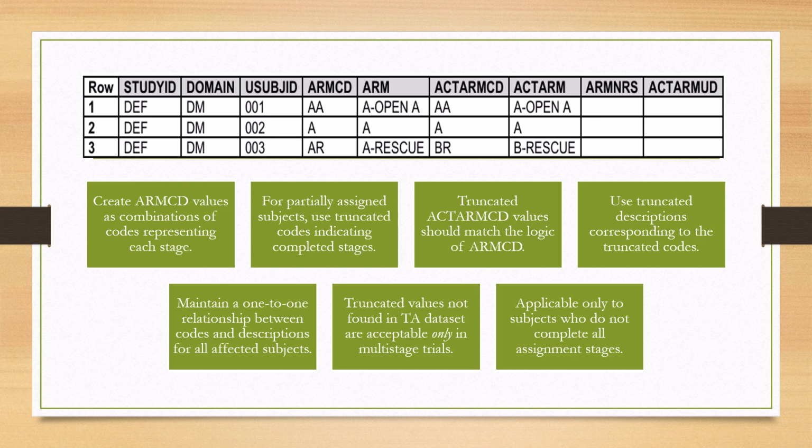For row 3, subject 3 was randomized to drug A but received drug B. At the end of the double-blind treatment epoch, they were assigned to rescue treatment. The ARM code shows the result of their assignments, that is AR. That is, they were planned to get the AR ARM code, that is drug A and then the rescue treatment. However, since this subject received drug B instead of drug A, the actual ARM code shows their actual treatment, that is BR.